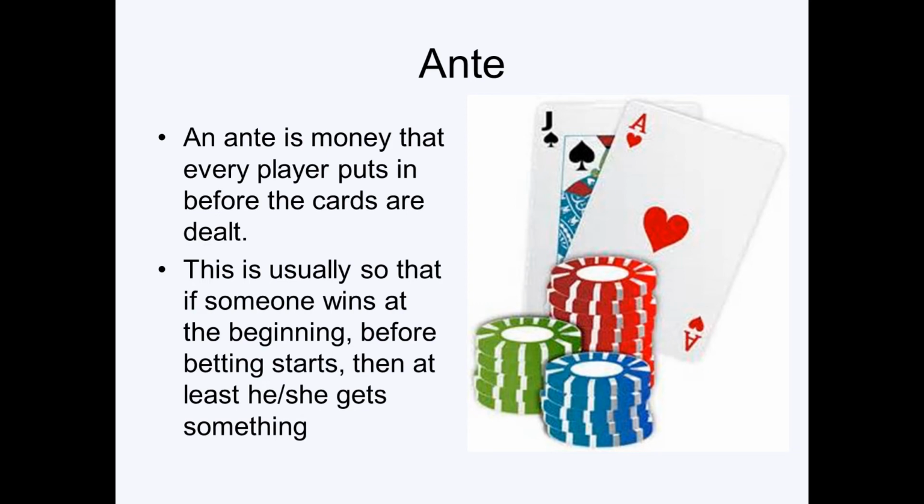An ante is money that every player puts in before the cards are dealt. This is usually so that if someone wins at the beginning before the betting starts, then at least he or she gets some money, right? So often it's a little money you put in before the cards are dealt. A blind is only used in certain games and is often used instead of an ante. When blinds are used, only one or two players have to pay at the beginning. It's also done before the cards are dealt, right? So ante is everyone at the table. Blind is usually only one or two people doing it. So that blinds and antes aren't used at the same time.